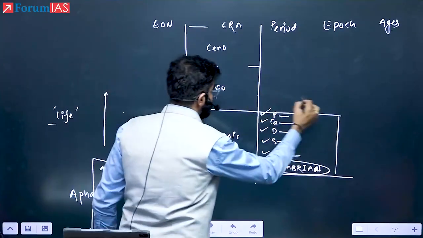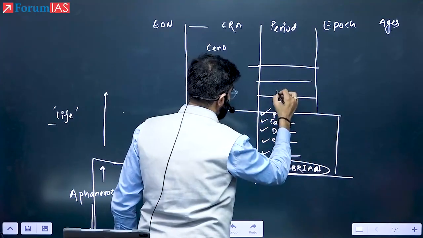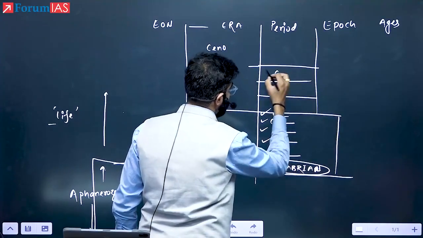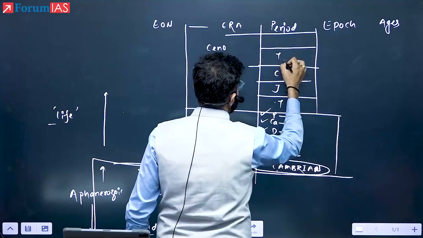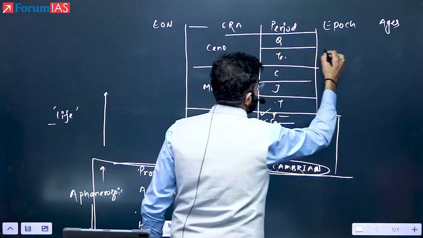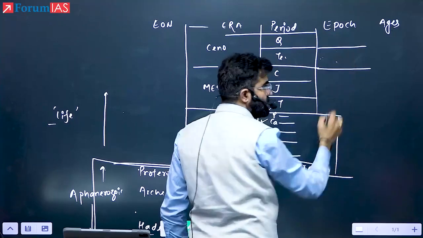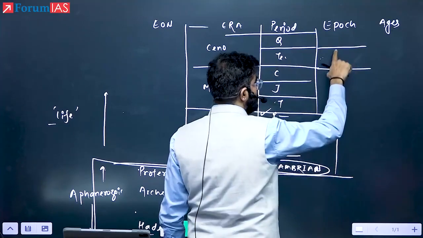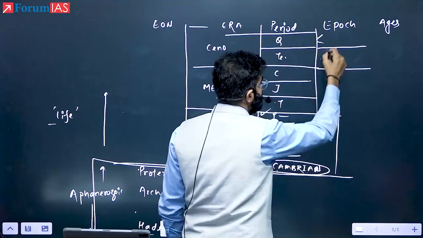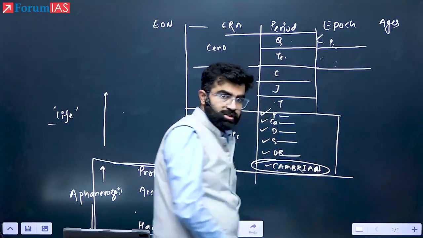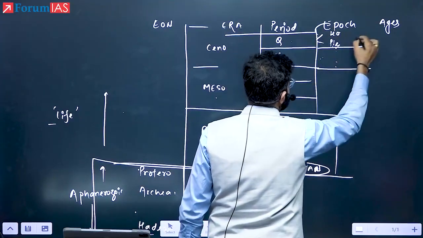Now see here, this is further divided into 3. What are these 3 time periods? Triassic, then Jurassic, then Cretaceous. Then we have Tertiary and Quaternary. Tertiary is further divided into 5, which we will see, from Paleocene onwards. Quaternary will be divided into Pleistocene and Holocene. Holocene is the most recent time period.